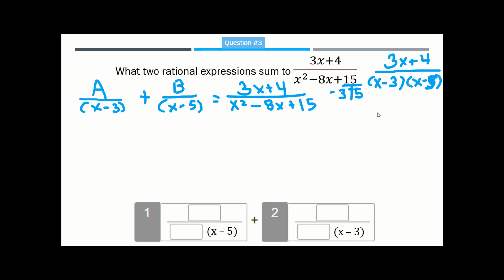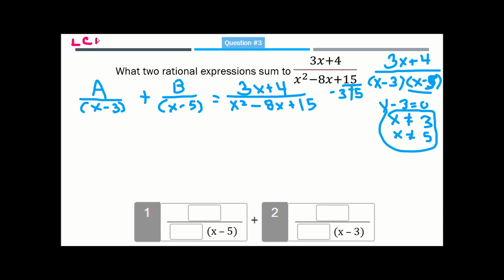Now we know that if x minus 3 is equal to 0, then we're going to have an undefined number. We're going to have 0 in our denominator. So we can't let x equal 3. Same thing for x minus 5, set that equal to 0, and x cannot equal 5. So we're going to come back and look at these two considerations in a minute. But first we're going to multiply everything through by the lowest common denominator, or the least common denominator.